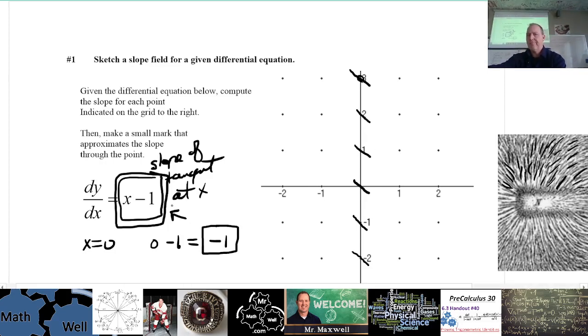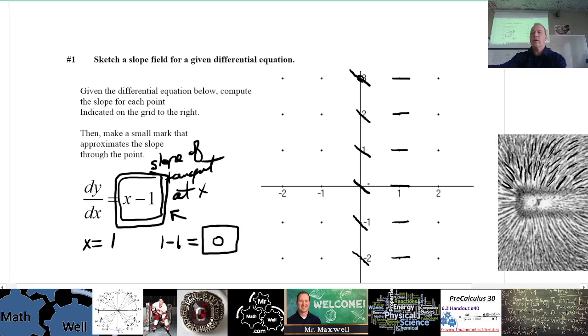Now, let's move to x equals 1. All right, so if x equals 1, then we have 1 minus 1. The slope should be 0. So wherever x is 1, we should have a horizontal slope. And so x equals 1, at all of these points, x equals 1.